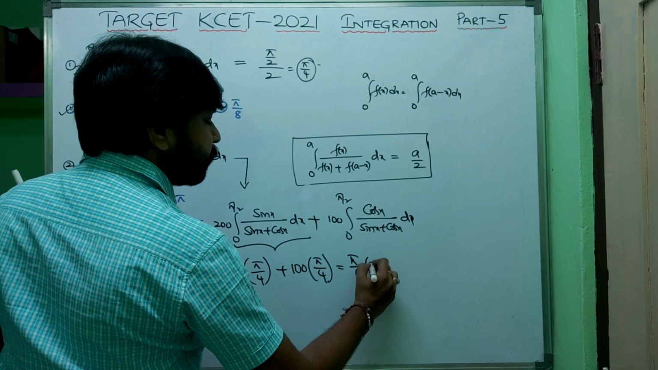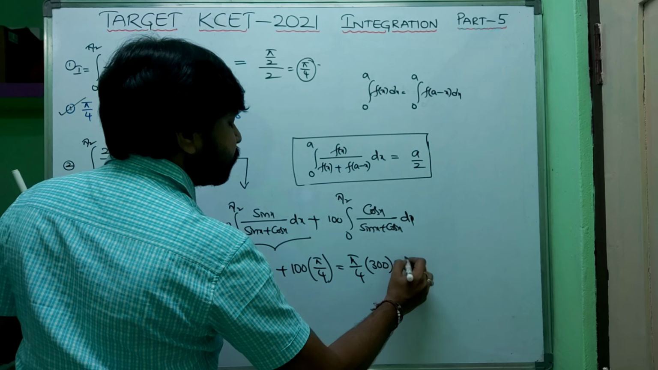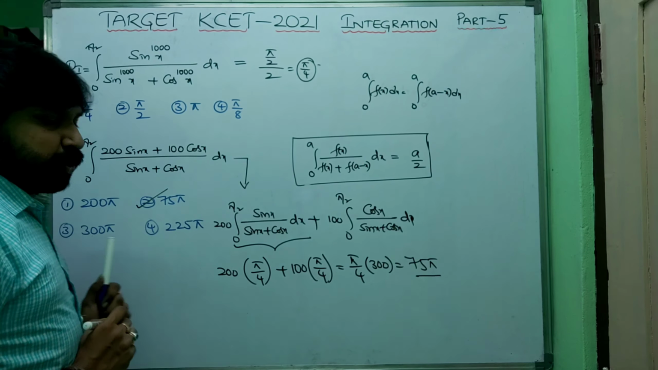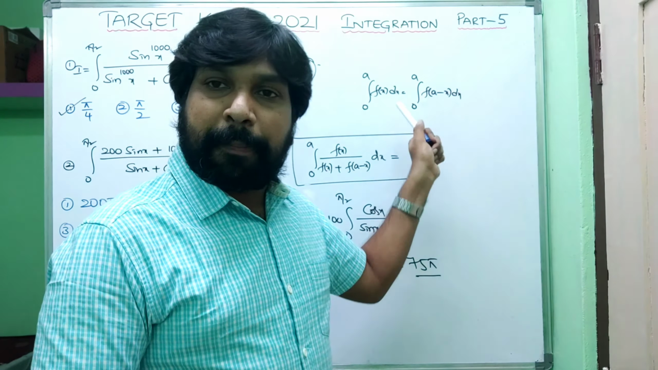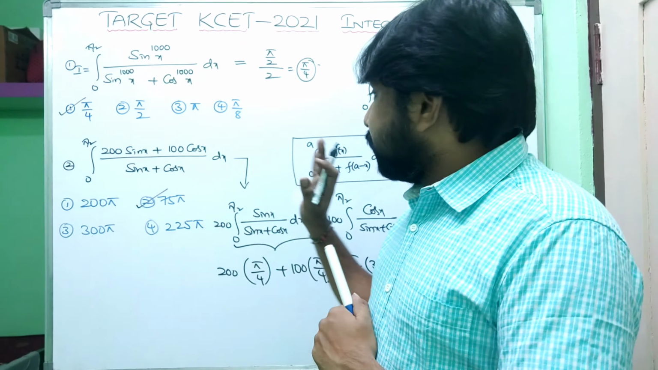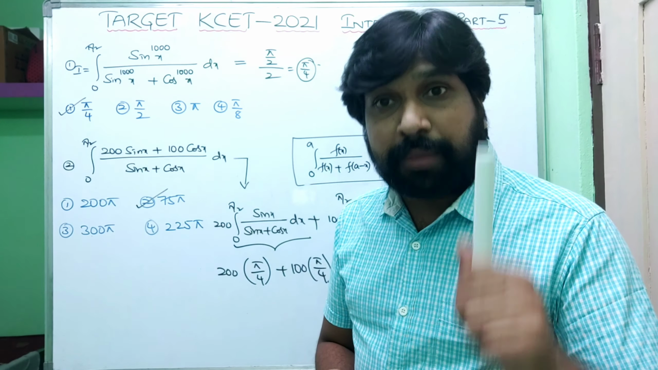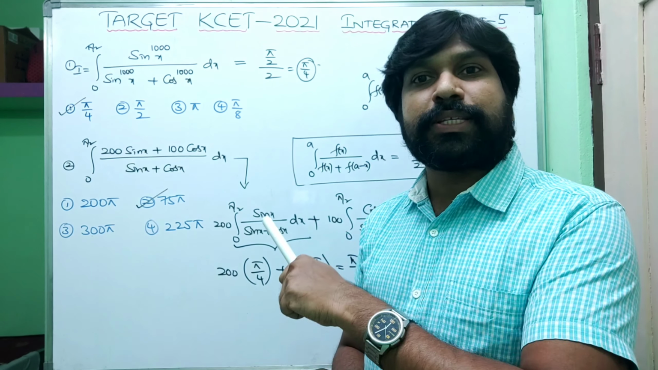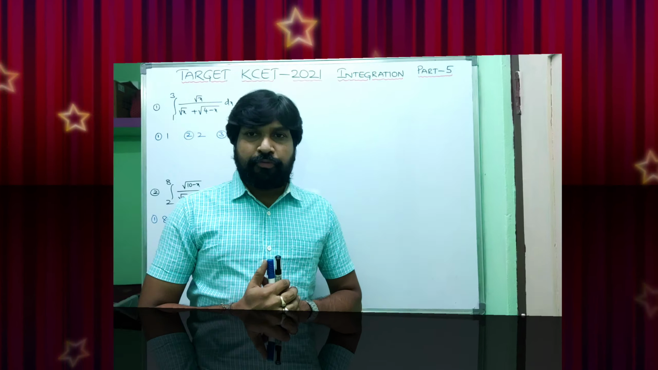You are getting 100 plus 200, which is nothing but 300, and hence 75 pi is your answer. That's the second option, the correct answer. Instead of using this property, you can use this shortcut, and then the problem becomes very easy. Similar kind of one more property is there. I'm going to discuss that also. Please look at it. It's a similar kind of model only, friends.